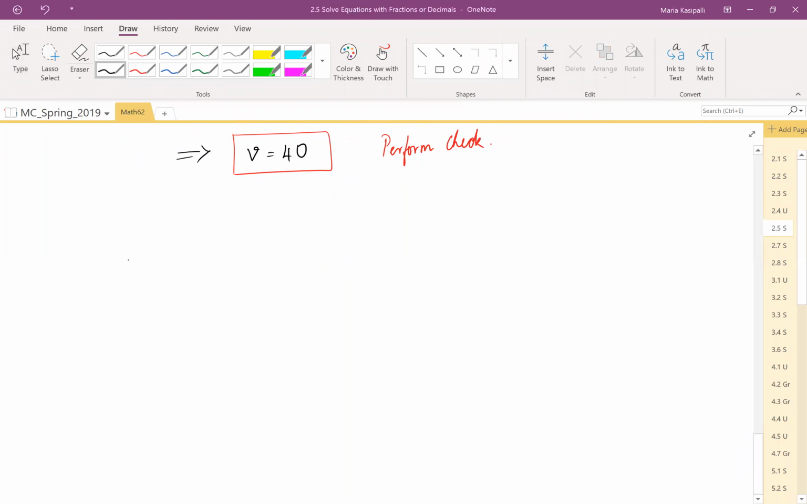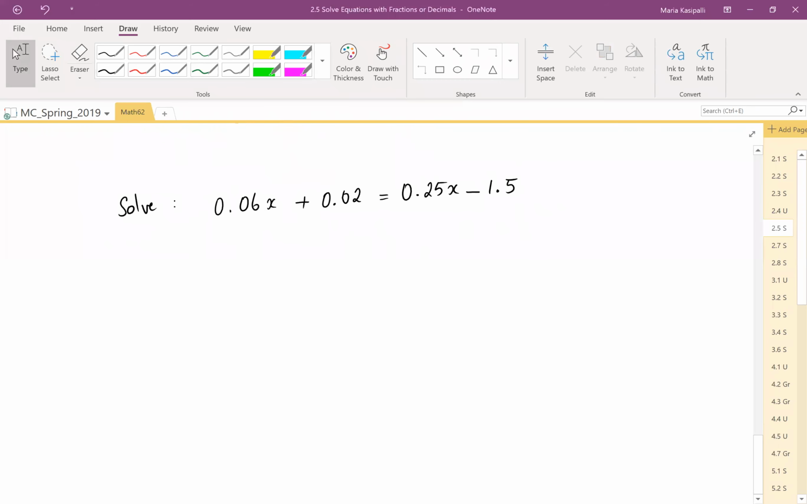So with decimal coefficients, solve 0.06x plus 0.02 equals 0.25x minus 1.5. Here again, you could handle your decimals as they are and use your calculator. But as you can see, there are a lot of decimals with a 0 following it and some without the 0 following it. So you really, really, really want to be very careful.